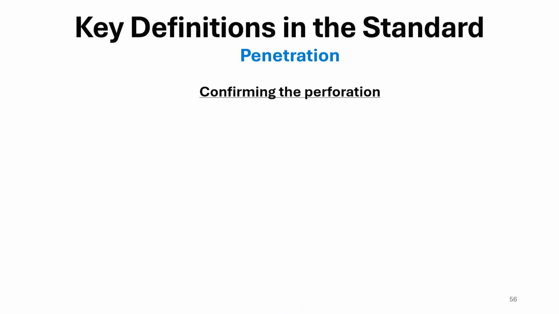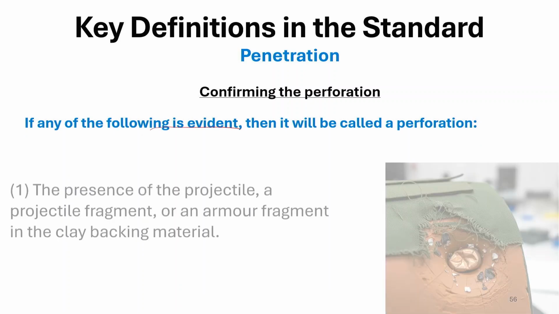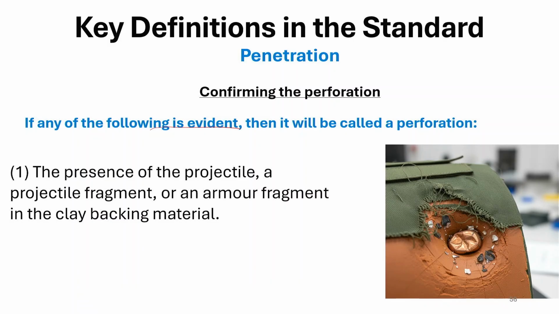So, confirmation of the penetration: how to confirm it? If any of the following events happen, then it will be called perforation. Now, what is this? This is the body armour and this one is the backing material, clay.